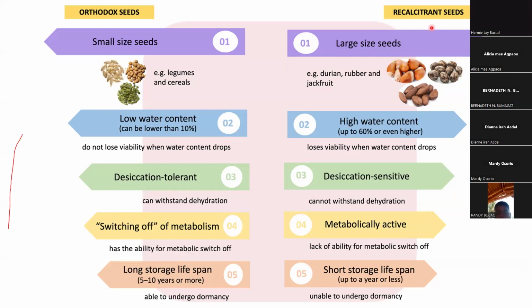Then kapag recalcitrant naman, they are mostly large size seeds, gaya ng mga durian, rubber, jackfruit, avocado, mangga. Those are samples of recalcitrant seeds. They have high water content and they lose viability when water content drops. Then they are sensitive to dehydration or desiccation, so hindi nila kaya kapag nagdra-dry. Then metabolically active, lagi silang active. Then short storage lifespan up to a year or less, unable to undergo dormancy. So yun yung difference between orthodox and recalcitrant seeds.